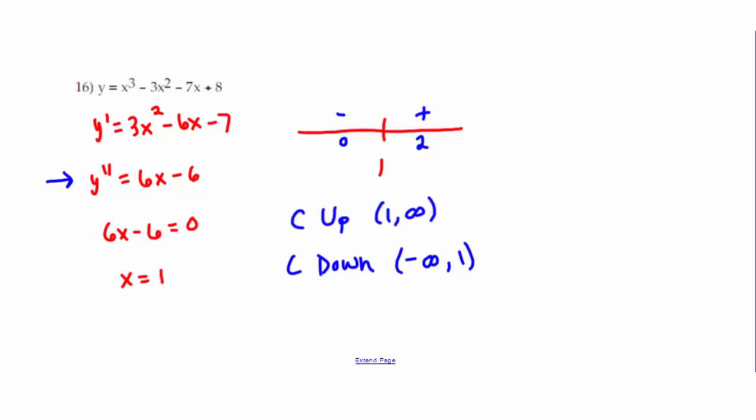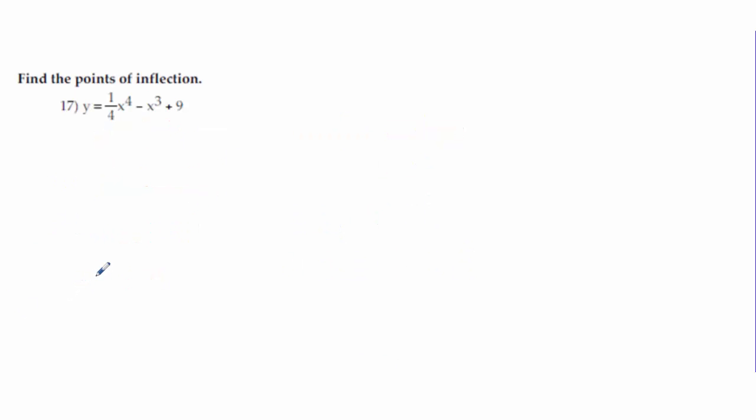Number 17: Find the points of inflection. So this is kind of a vocabulary issue. The point of inflection is where it switches from concave up to concave down or vice versa. So that means that I need to do the second derivative and set it equal to 0. That's where my points of inflection are.